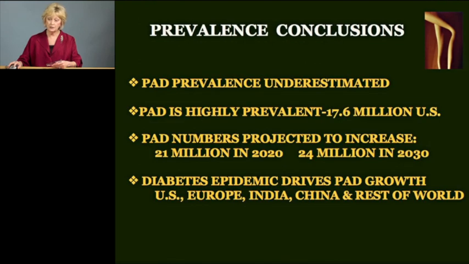So our conclusions on prevalence: PAD prevalence is underestimated. PAD is highly prevalent at 17.6 million. The PAD numbers are projected to increase to 21 million in 2020 and close to 24 million in 2030. The diabetes epidemic is driving PAD growth, not just in the U.S., but in Europe, India, China, and the rest of the world. That concludes my talk.